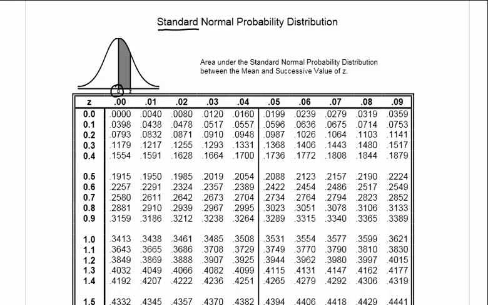So we go, the first decimal point is always on the left, 1.12. On my table, I see the area is 0.3686.